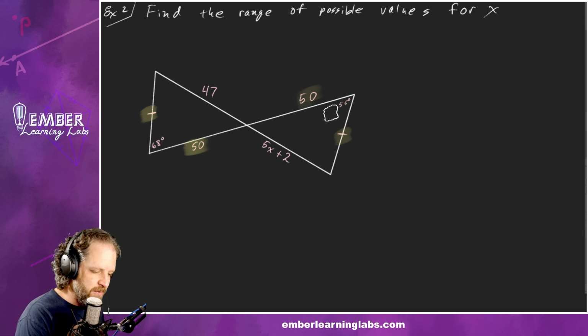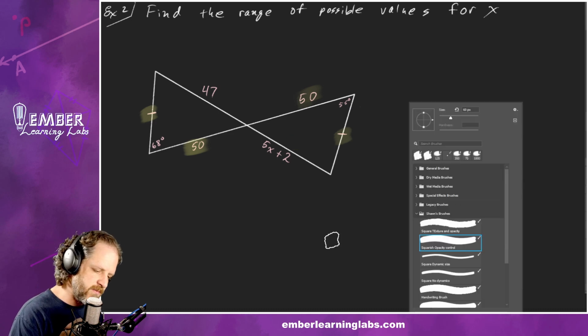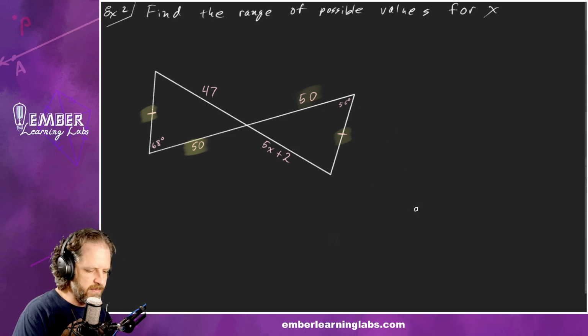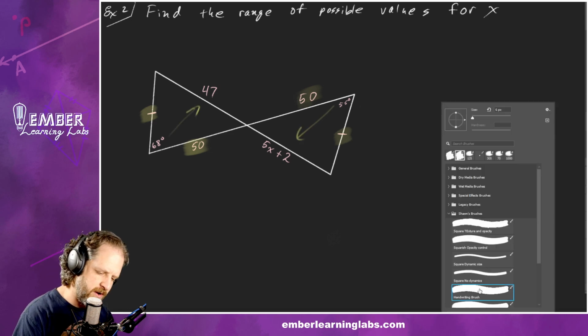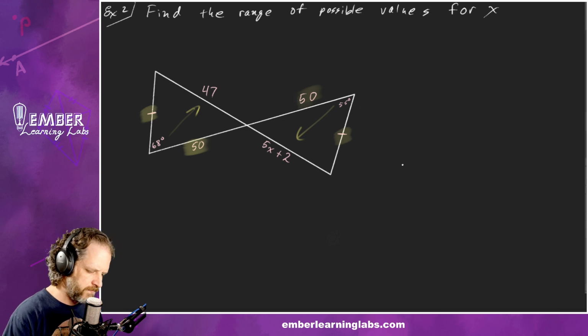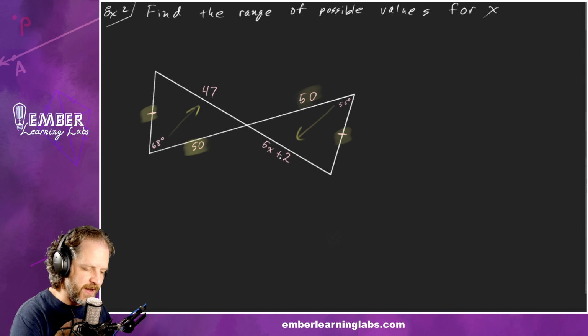So this, which would go with the side across from it. Let me go a little bit smaller on my brush here. It would go with that side over there, and this one would go with that side over there. Now let me switch back to my regular brush. Okay, so that's how we're going. 68 goes with 47, 55 goes with that.